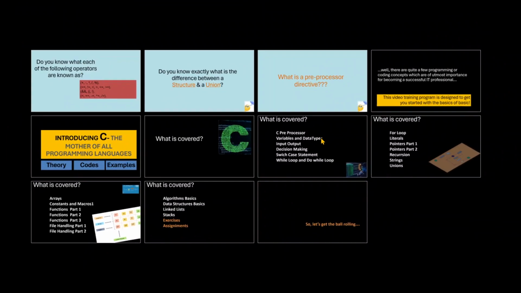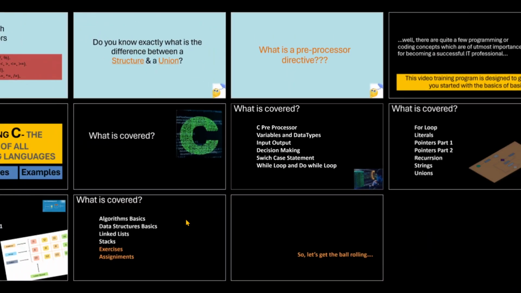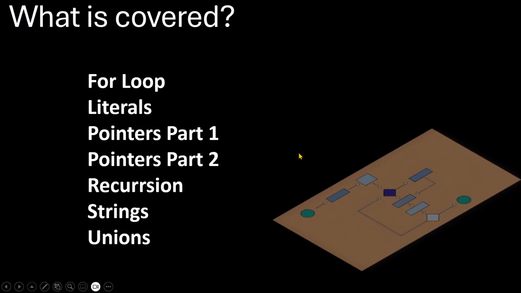Let's see. We are going to start with preprocessors, variable and data types, input output, decision making, switch case statements, while loop, etc. Okay. And also we are going to look at how the program actually flows, and you're going to learn loops, various types of loops. And one good thing is that whatever you're going to learn in C language is going to become a stepping stone, as I said, or a foundation for C++, Java, and so on and so forth.